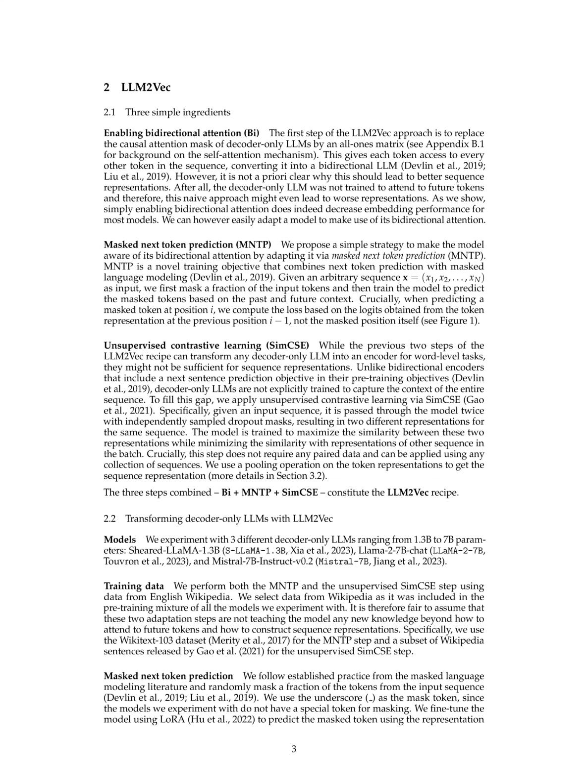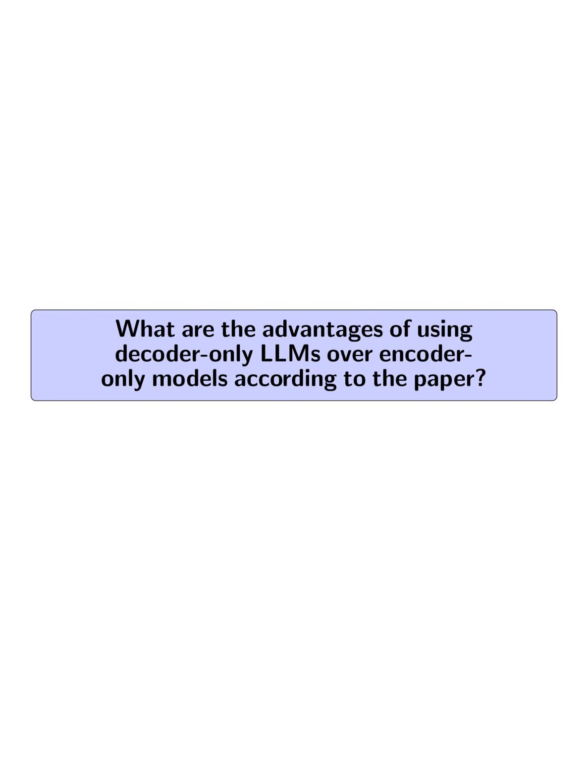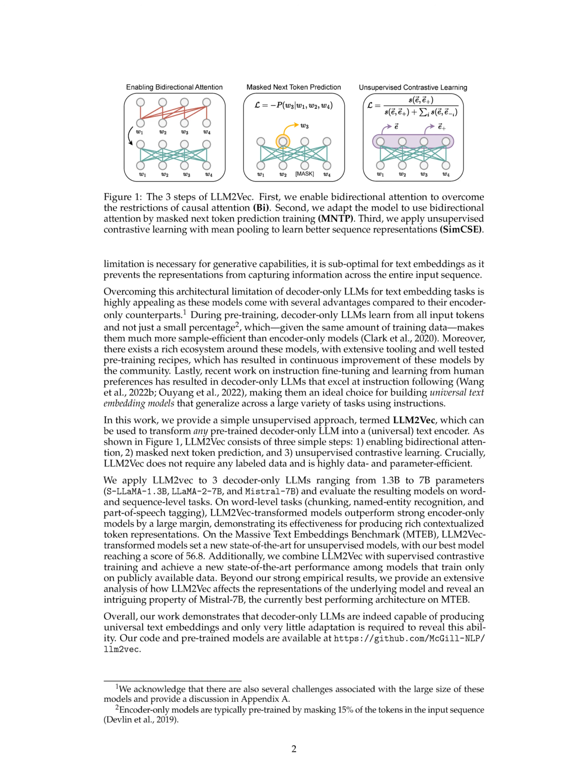What are the advantages of using decoder-only LLMs over encoder-only models according to the paper? Decoder-only LLMs offer several advantages over encoder-only models. Firstly, during pre-training, decoder-only LLMs learn from all input tokens, making them much more sample-efficient compared to encoder-only models, which typically only learn from a small percentage of tokens. This increased efficiency is beneficial when training models with the same amount of data.